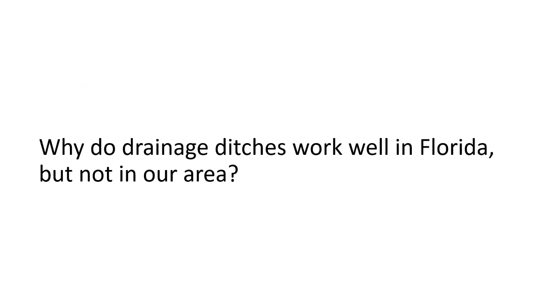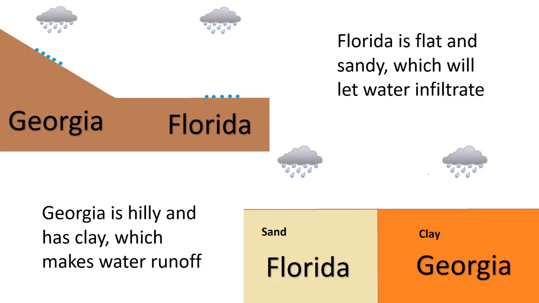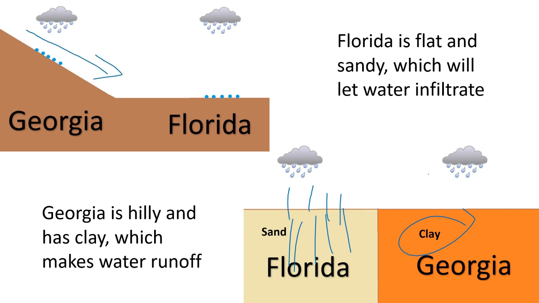Now, drainage ditches work great in Florida, but they don't work as well here in our area. Here's why. Florida's flat, so when the water falls, it sits on top of the surface, and because it's sandy, the water is able to infiltrate. In Georgia, we've got clay, so the water, even if it's sitting in a drainage ditch, it's just going to sit there too long. In addition, we have hills. So in Georgia, the water is going to try to run downhill. It's not just going to sit there in a ditch and hang out until it infiltrates. And it would take too long to infiltrate anyway because the ground is clay.